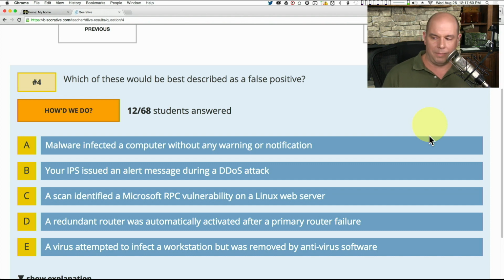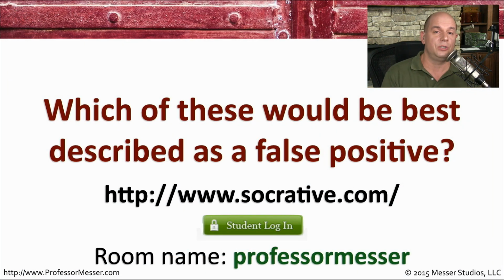You're going to have to read through them and figure out which one of these would be described as a false positive. Now, if you think you know the answer, go to Socrative.com, or if you're just joining us, you can join in as well. Obviously, if you're watching this on the replay, we don't have this live. You can't really do this after the fact. You can follow along in our video, of course, but you have to be here live on these events to be able to interactively choose the right one. At Socrative.com, click the student login and go to the room name Professor Messer, and you'll be able to find everything you need. So one of these is going to be a false positive.